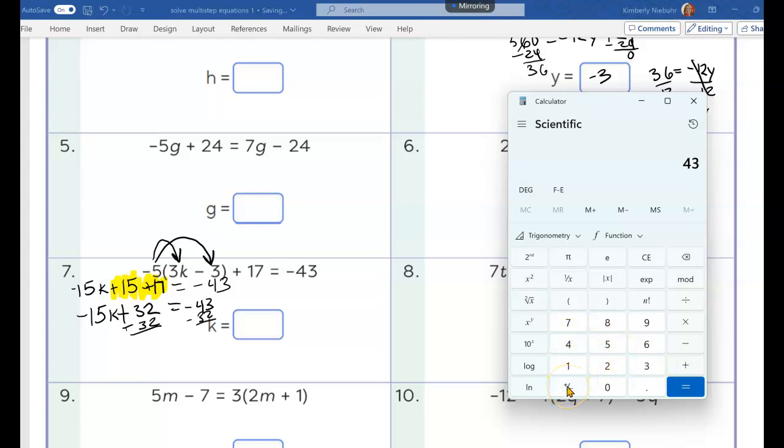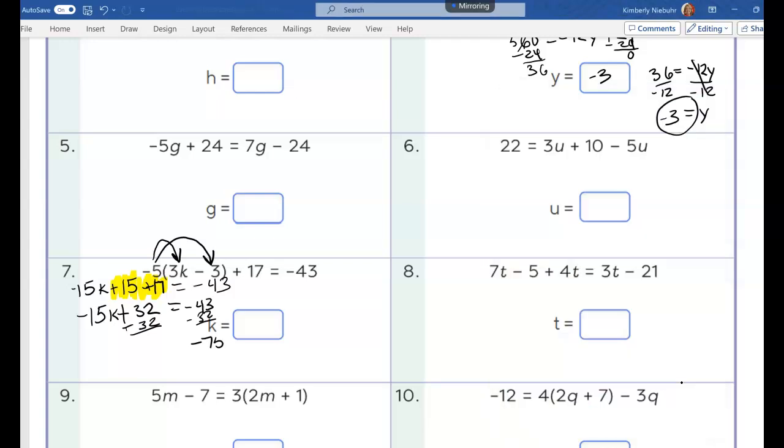43, what kind of 43? Negative minus 32. Oh, hello. 43 negative minus 32 equals negative 75. That's going to be 0. We're going to bring down negative 15k.